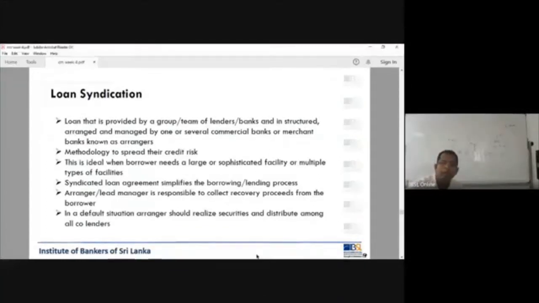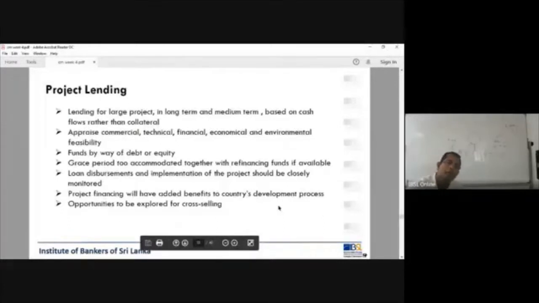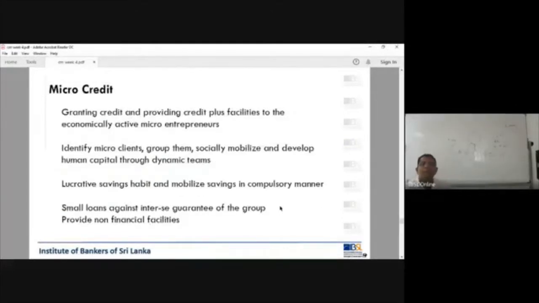Then project lending, I discussed with you last week or prior. Future cash flow based lending, right? Projected cash flow based lending, that is called project lending. I discussed it. Then we come to microfinance.